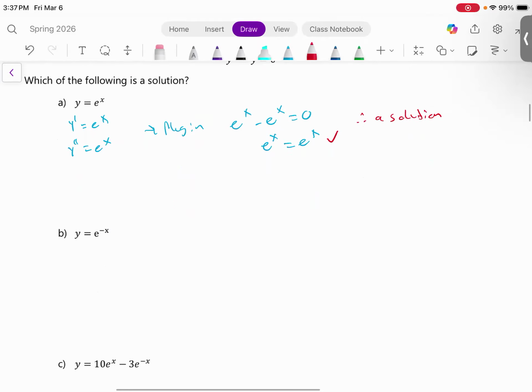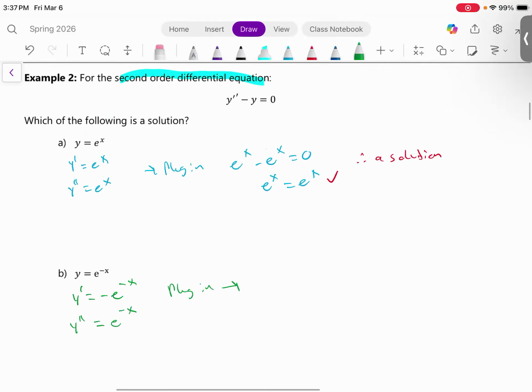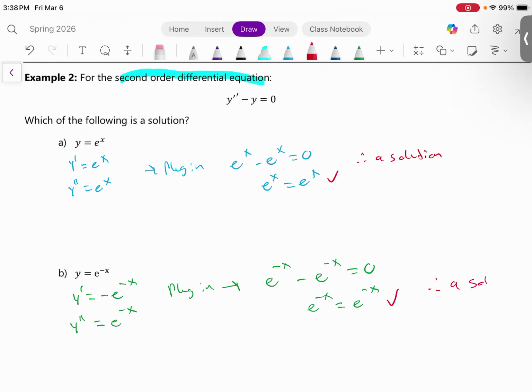Similar, but now we have a negative x in the exponent. So let's go ahead and try that out. A derivative of this, being careful with the chain rule, would be negative e to the negative x, and y double prime would be, again, a negative and a negative, which makes it positive. So we plug in: y double prime, that's e to the negative x, minus y, which is just e to the negative x, equals 0. It's pretty much the same scenario. I'm going to add it to the right side, but left-hand side equals right-hand side. So therefore a solution.